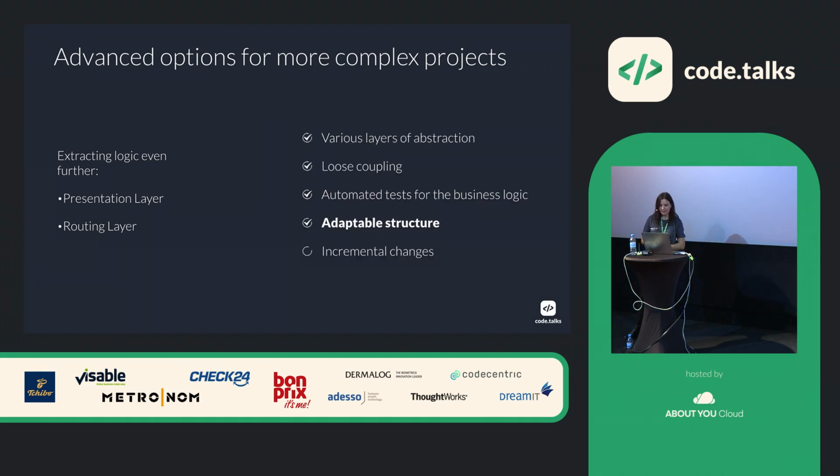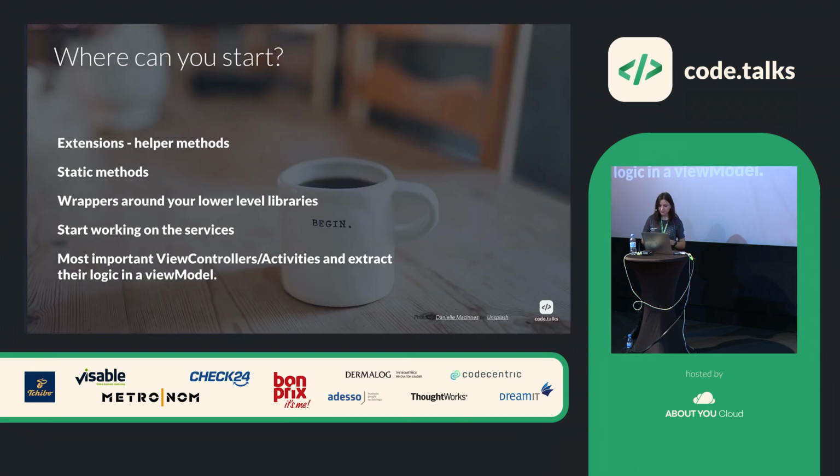Okay. So the last point that we still have not covered is incremental changes. Where can you start? The easiest place to start with testing would be with your helper methods and your static methods or extensions. I'm pretty sure everybody has those, and we have them for a reason. It's because they're used throughout the whole application. So actually covering them and making sure they work correctly should already have a big impact on the app.